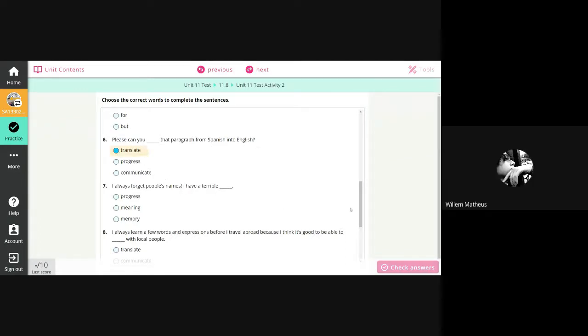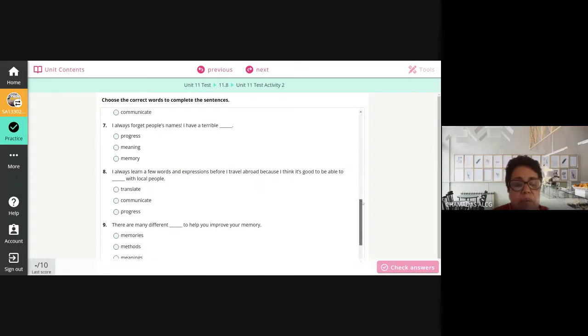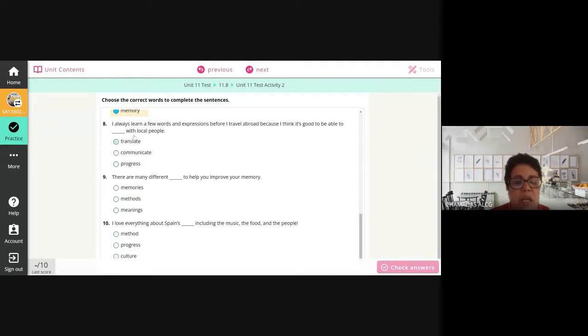Number 6, please, can you translate that paragraph from Spanish into English? Yes, great. Number 7, I always forget people's names. I have a terrible memory. Yeah, memory. Very good. Number 8, I always learn a few words and expressions before I travel abroad because I think it's good to be able to communicate with local people. Communicate. Yes, communicate.